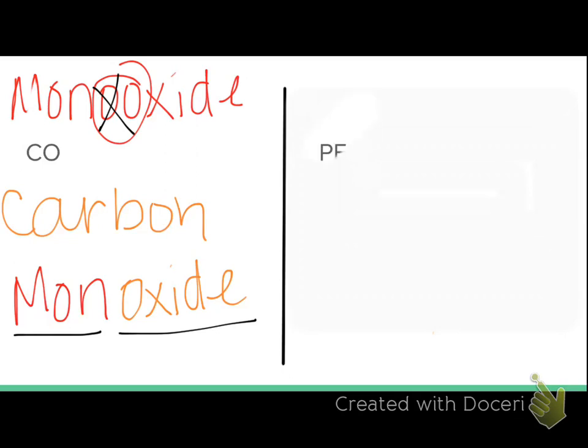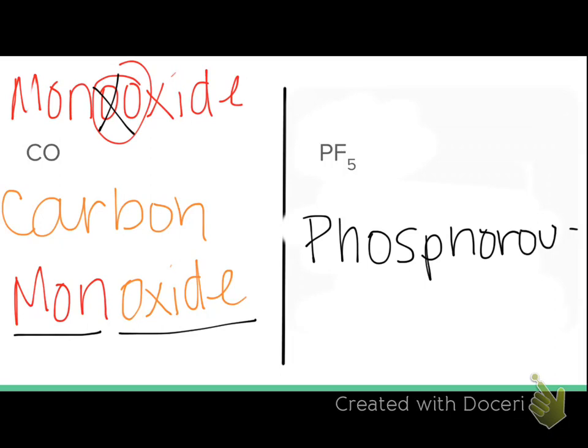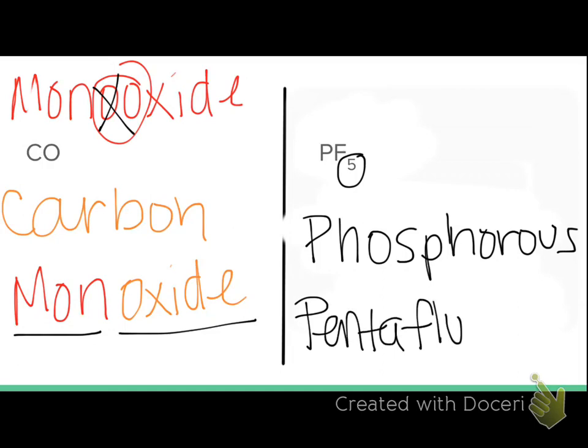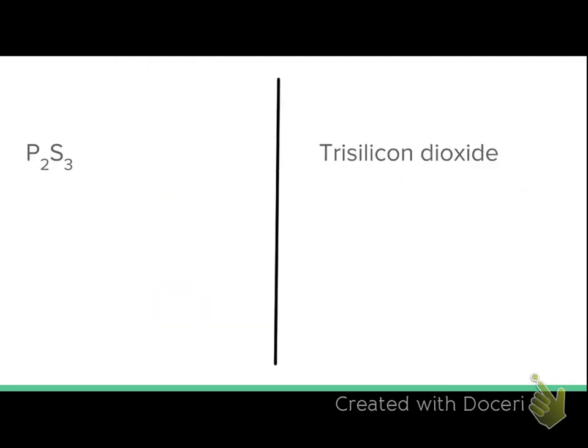All right, so the next one we have here was PF5. So P, you should have been thinking phosphorus, and then prefix 5 is penta, and then fluoride, ending in IDE. Okay.